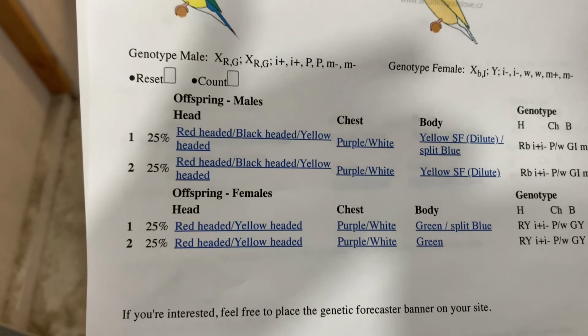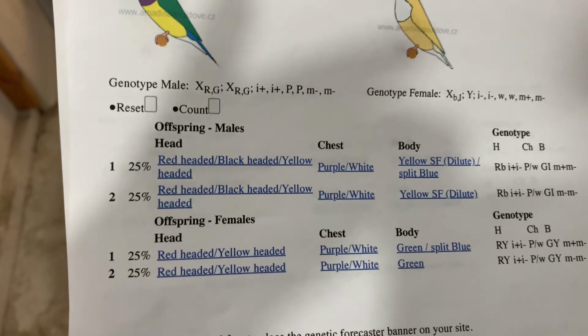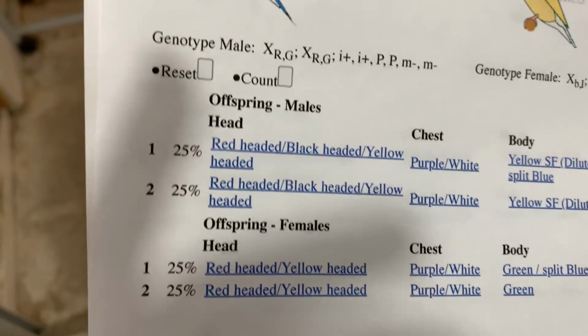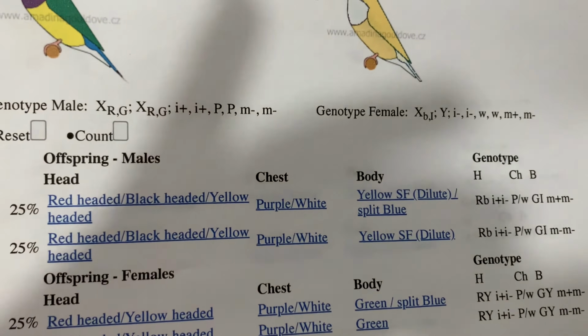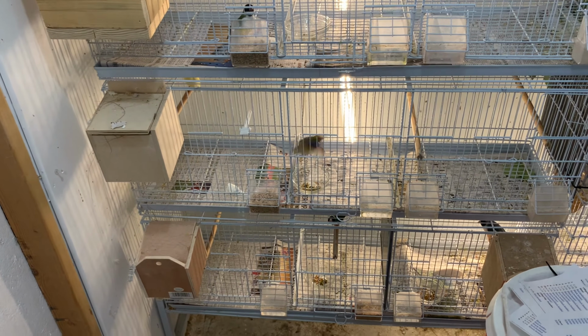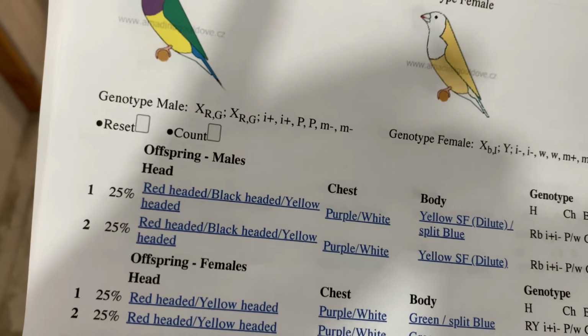Your males, you're gonna get red head, split to black head, split to yellow head. So your babies will be split to both black head and yellow head or orange head, right? Then they'll be purple breast, because I don't know if that male is split to white or not. So I just said he's a purple breast. So all the babies will carry the white breast gene, but they'll show purple.